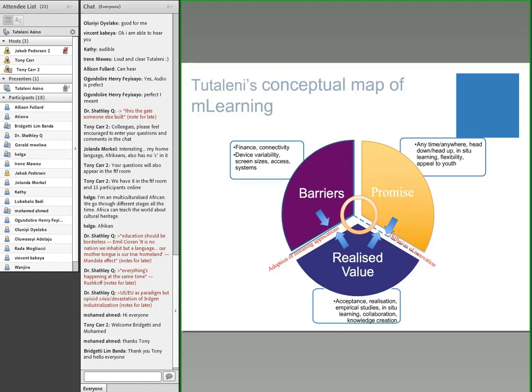When you look at this in terms of m-learning, specifically learning with mobile devices, the barrier often is what people talk about. Well, the finances, it's too costly. I'm reminded more and more every time I'm home how expensive internet is, because you're paying a per megabyte fee. Connectivity, device variability, system sizes, screens, access, and all these types of things, we see them as barriers.